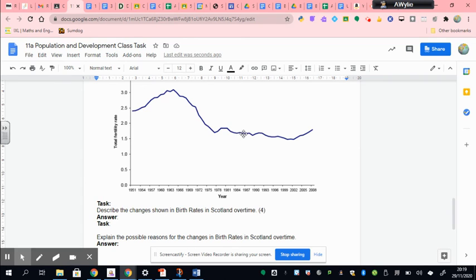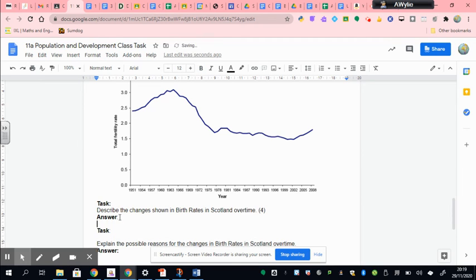It then stabilized, declining slowly. That's a very slow decline down to under 1.5 by about the year 2000. And then from just after 2000, it started rising again, back up to this level here. Now, a good answer would give me the dates, would include the amounts, and would also say whether the changes were rapid or slow or steady. So that's the answer you're going to want to type there.